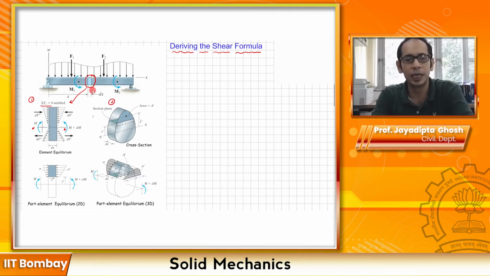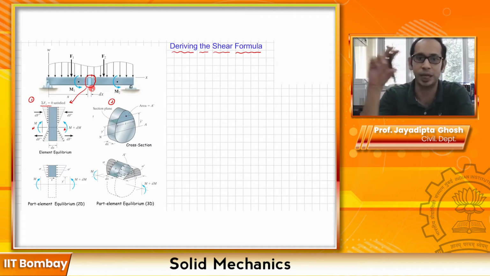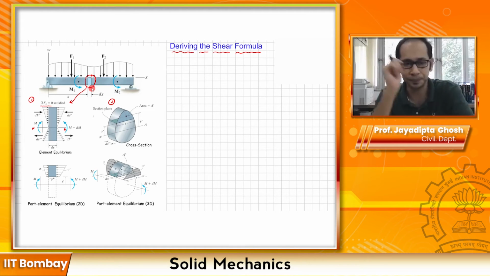So remember that these derivations, both what we did for the bending and what we are going to do for the shear, are not just valid for a rectangular cross section. They are valid for any general cross section as long as your beam is prismatic, that is, the section is the same throughout the entire length of the beam. Right.